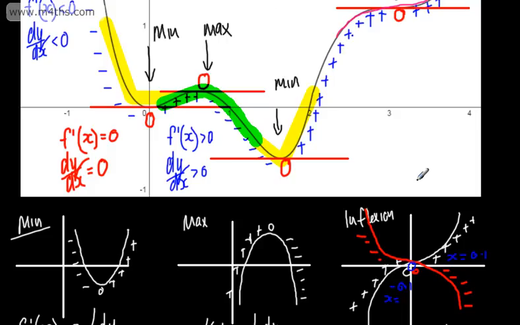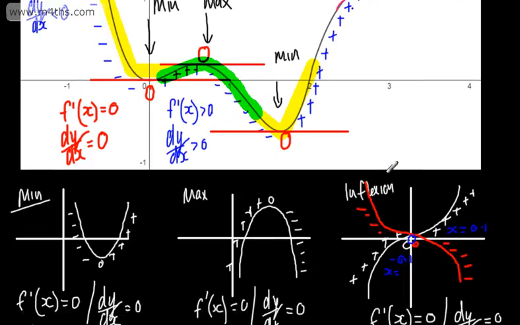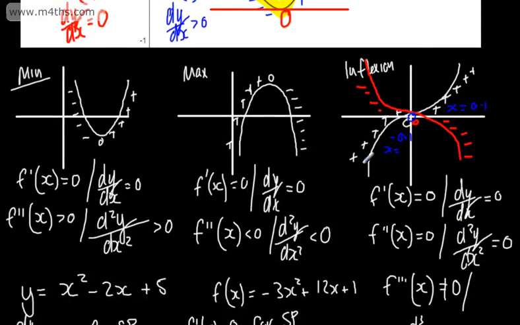If you want the y coordinate, plug it back into the function, and that will give you the y coordinate. Don't put it back into the derivative, as you're going to end up getting 0. Then if you want to test the nature, use the second derivative test. Differentiate again.